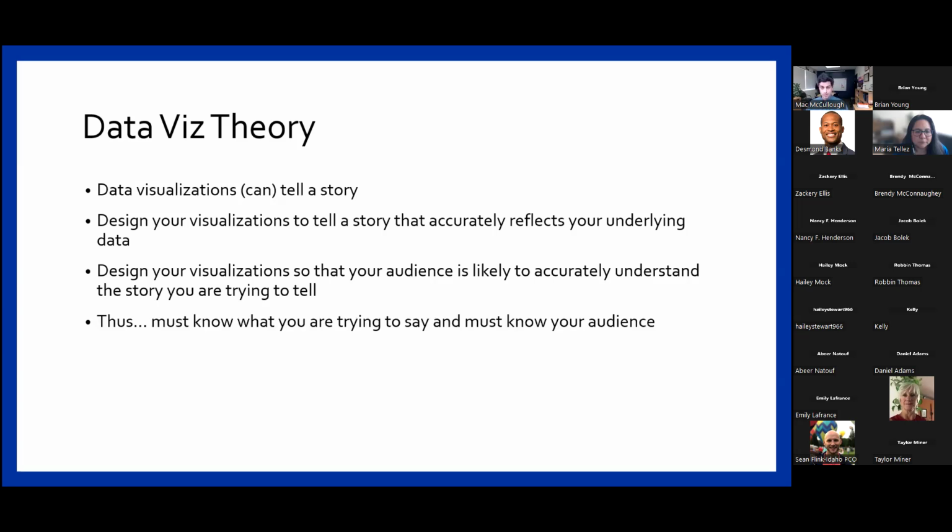So it follows then that we have to know what we're trying to say and we have to know our audience. We cannot do data visualization if we don't know our audience and we don't know the story that we're trying to tell. And again, I don't mean story like a fiction, or that we have a thing we're trying to say and let's go find data to prove our point. We start with the data and we figure out what story the data are telling, and we tell that story using effective data visualization principles.